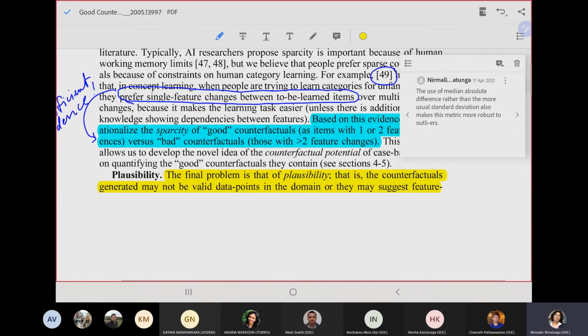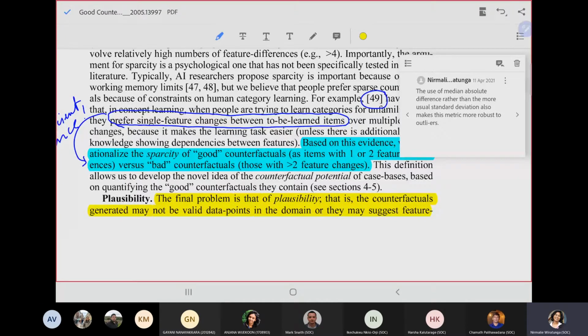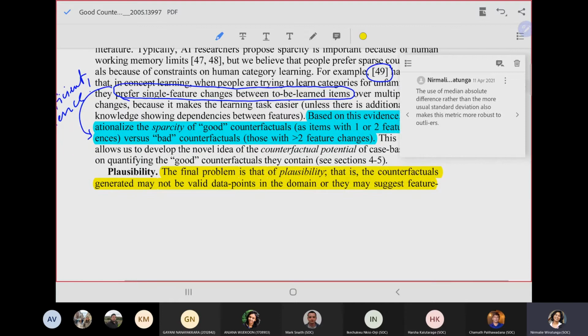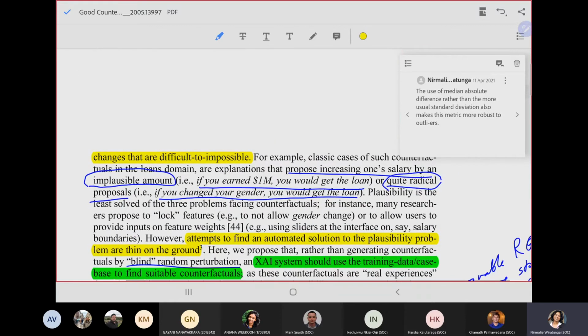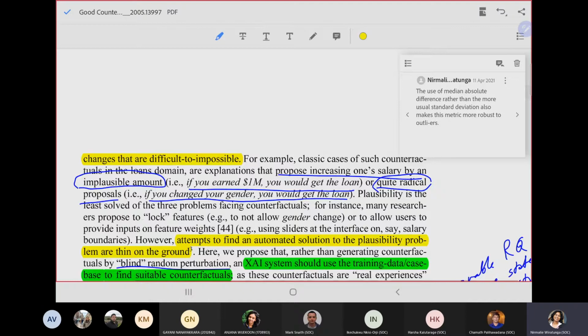And I think this plausibility concept is the most important one, because in standard perturbation, when you perturb and create some cases, you might generate some cases that are nonsensical, or probably they are not plausible. So what they are saying is the final problem is that of plausibility. That is, the counterfactuals generated may not be valid data points in the domain, or they may suggest feature changes that are difficult or impossible. And then they go on to give some examples where things like you cannot change gender, or you cannot ask someone to earn a huge salary difference, because that is not practical, and so on.